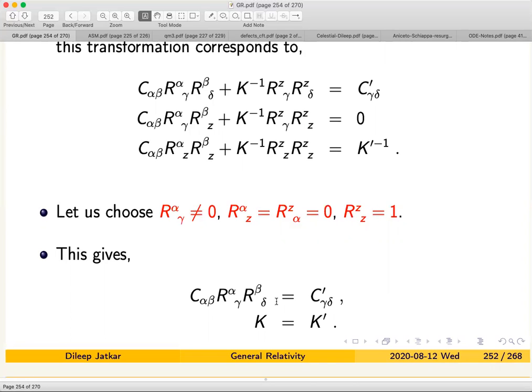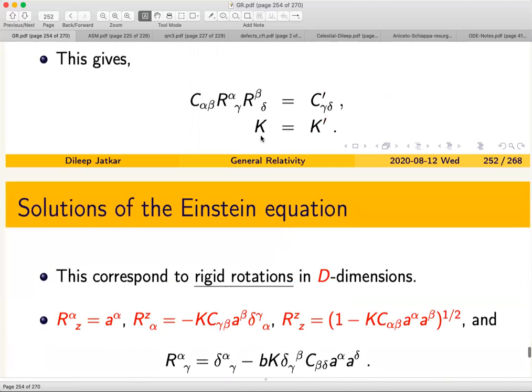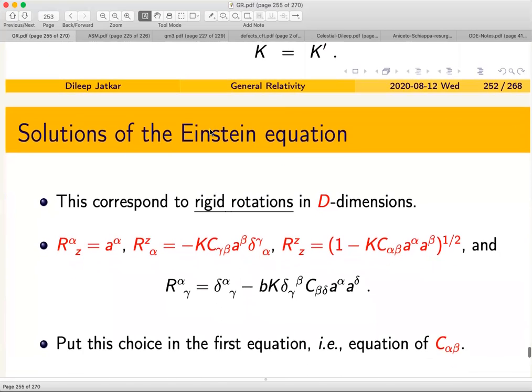Okay, so that is the equation. Now this of course corresponds to rigid rotations in d dimensions, because this is how the metric would be transformed under a rotation. Okay, fine. You could do something else.